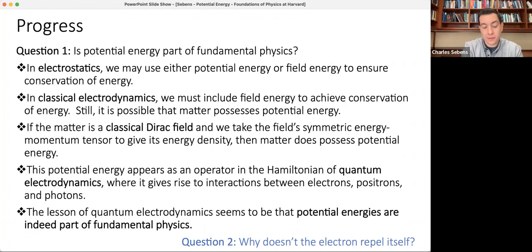And then when you move from classical Maxwell-Dirac to quantum electrodynamics, that potential energy is there as an operator in the Hamiltonian. So following this series of 4 theories, the lesson seems to be that potential energies are part of fundamental physics, at least at the level of quantum electrodynamics. Okay, so that's the close on question 1, but we still have question 2. Why doesn't the electron repel itself?